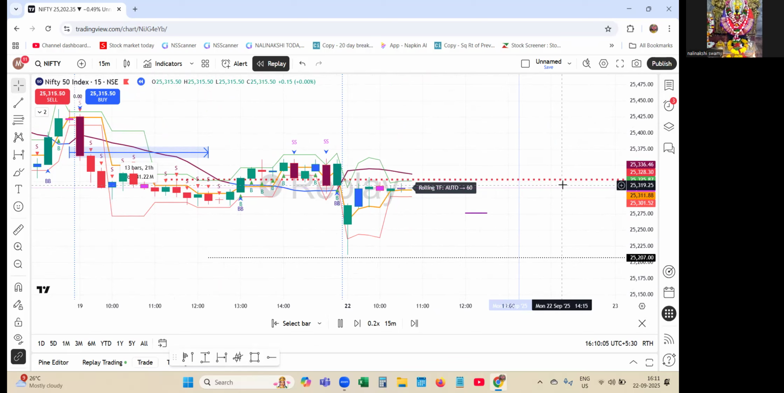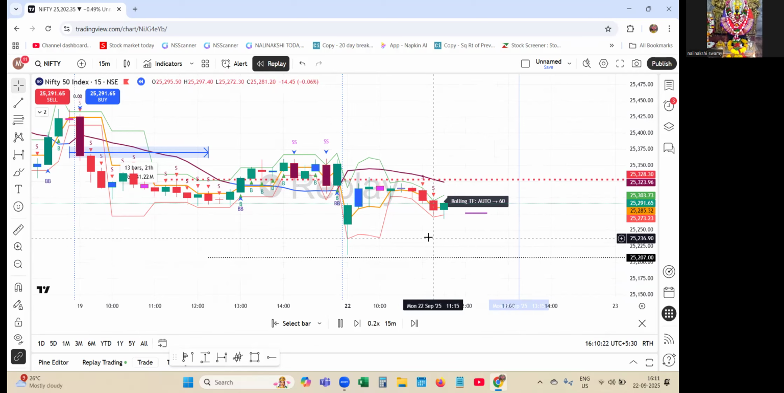It consolidated, and the entry in the 25,500 put option was around 166 to 174. Then it rallied up to 268, and you could have taken this trade with the help of this indicator without any hassle. See, the market is going sideways.